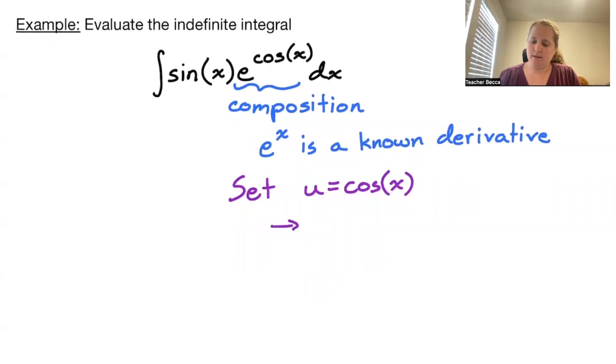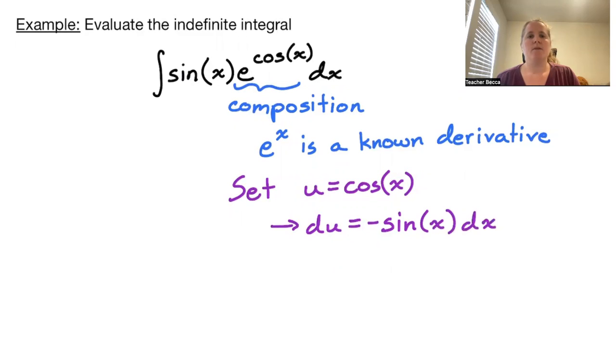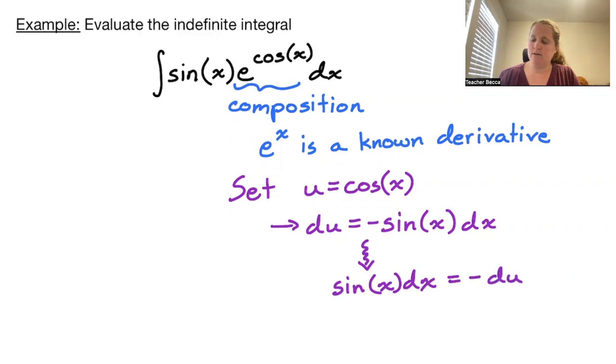This means then that our du would be derivative of cosine x is negative sine of x dx. We have a sine of x dx involved in our original integral. So we could also say sine of x dx is negative du.